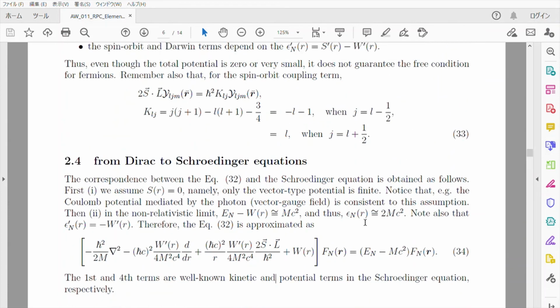So, congratulations indeed. We found that the Darwin term and spin-orbit coupling term were naturally concluded by solving, well, actually it's not really solving, but playing with the Dirac equation.